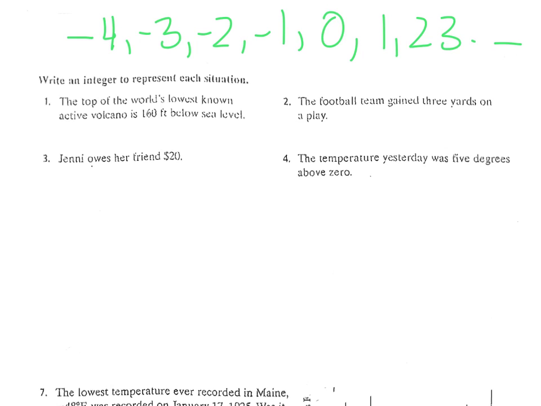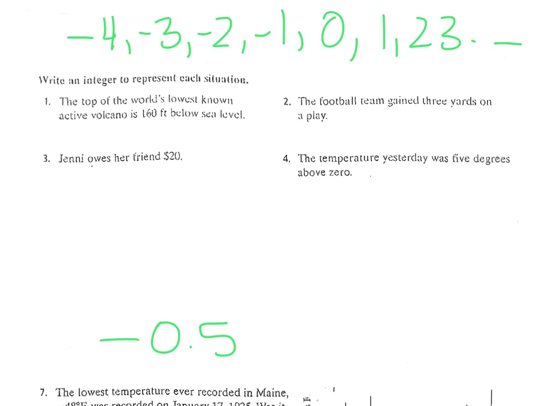If the number has a decimal, for example, 0.5, -0.5, that would not be an integer because it's not a whole number. So integers are positive and negative whole numbers. So the directions in this problem here say to write an integer to represent each situation.